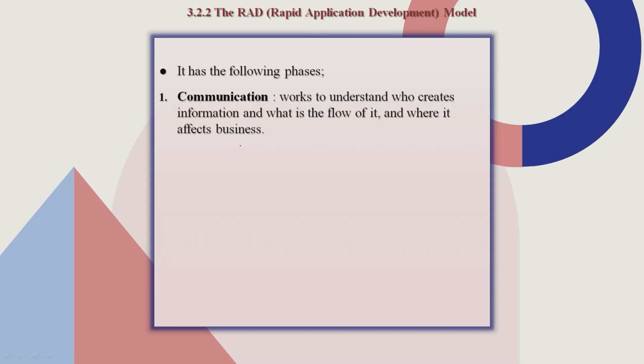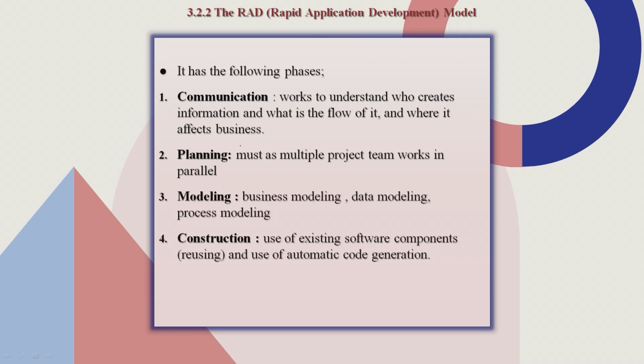We all know there are 5 framework activities, right, which are used in the process model. They are communication, planning, modeling, construction, and deployment, which are also used in rapid application development.